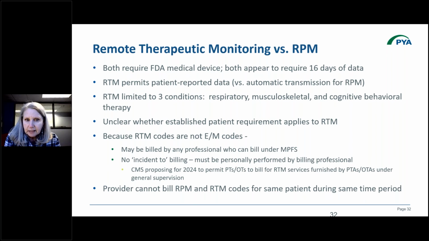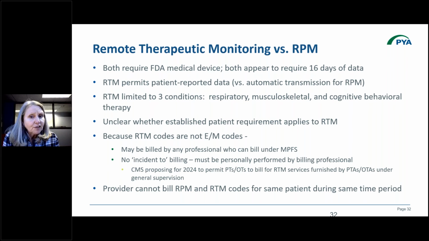RTM is actually limited to 3 conditions. You can only utilize that if you're monitoring respiratory, musculoskeletal, or cognitive behavioral therapy. And cognitive behavioral therapy was new last year, so we're sort of still figuring that one out. Unclear at this point, based on statements made by CMS in the proposed 24 rule, whether the established patient requirement applies to RTM or not.